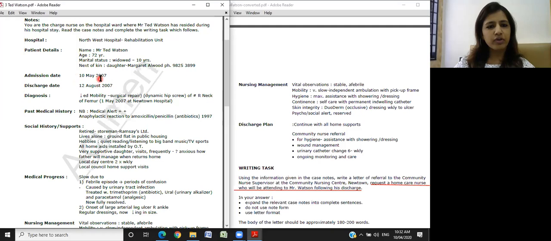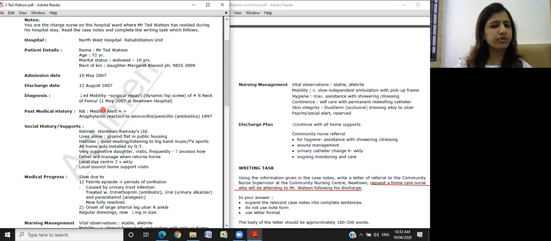So he was admitted in your unit for what? Because of decreased mobility after surgical repair. Surgical repair with what? Dynamic hip screw of right neck of femur. Where the surgery took place? In New Town Hospital on 1st May 2007. Right? So the reason for your rehab unit was not for the surgery. He was there because of decreased mobility. Why decreased mobility? Because of surgical repair of right neck of femur.